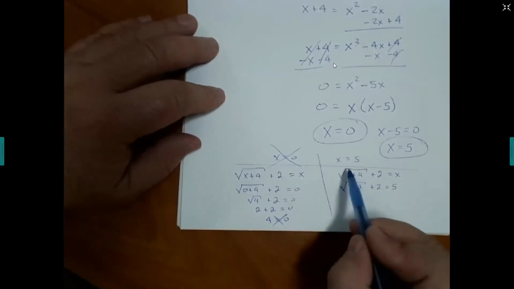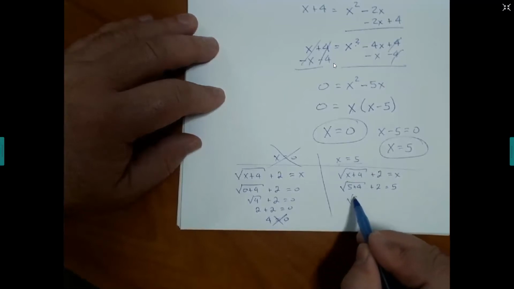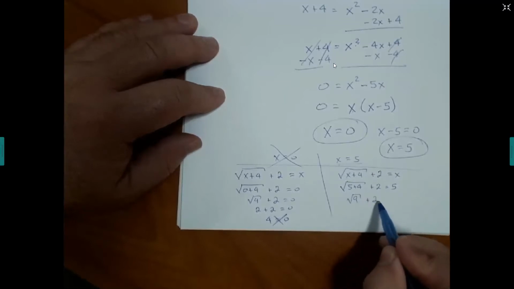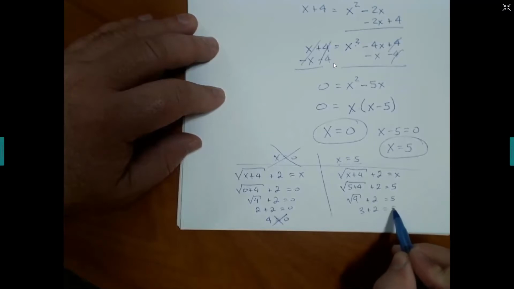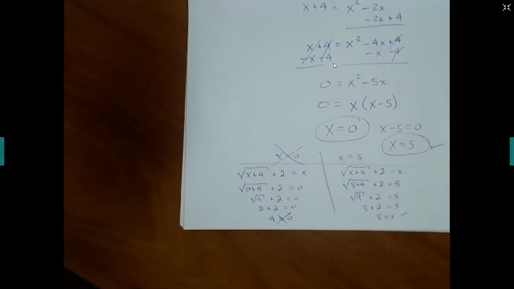Same thing on the other side. Anywhere I see an x, I put a 5 in its place. 5 plus 4 is 9. Square root of 9 is 3. So the only answer we have is x equals 5.